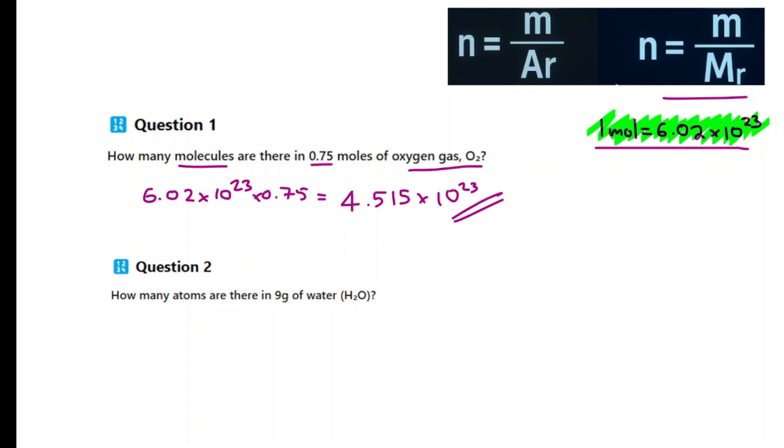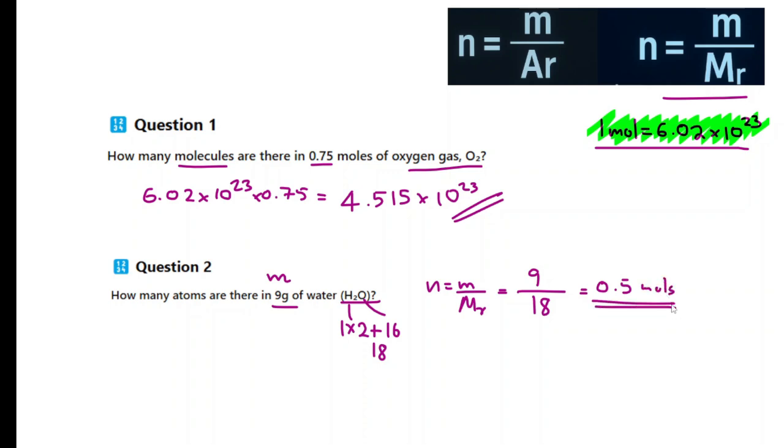Question number 2. How many atoms are there in 9 grams of water? Now we know the mass and it's a compound, so we have to obviously go with the Mr formula. So let's write the equation: n is equal to m over Mr. Now I don't know the number of moles, but I know the mass is 9. Mr of water: hydrogen is 1 times 2, oxygen is 16. 2 add 16, that's 18. Okay, Mr is 18. 9 divided by 18 is half, or 0.5 moles.